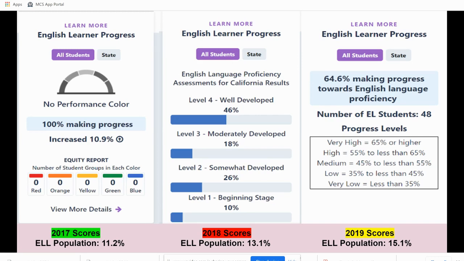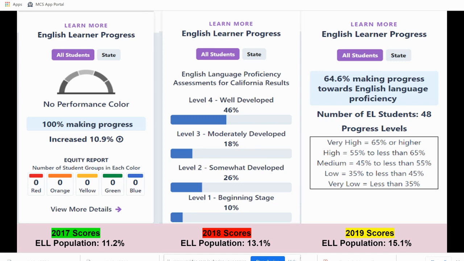In 2018, our ELL population was 13.1%, and we see a variance in our scores. Level 4, 46%, level 3, 18%, level 2, 26%, and level 1 at 10%. So again, if we are making a comparison between 2017 and 2018, we'll probably say we are in the middle of the road in regards to how our students were succeeding on the CAASPP test.